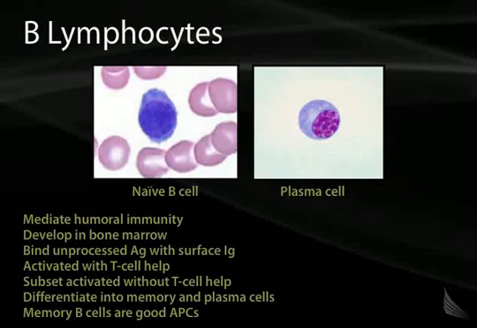They are activated with T cell help, however, with the exception of a subset called T-independent B cells, which are activated independently of T cell help. These B cells, once activated, will differentiate into memory cells and plasma cells. The memory B cells, remember, are involved in that anamnestic or secondary response that we talked about in the adaptive arm of the immune system. And the plasma cells are basically antibody factories, making different kinds of antibodies to combat an infection. Memory B cells, it's important to note, are also good APCs and function in presenting antigen to T cells.